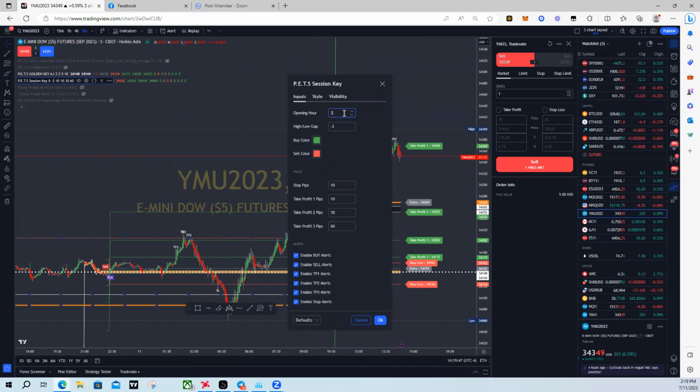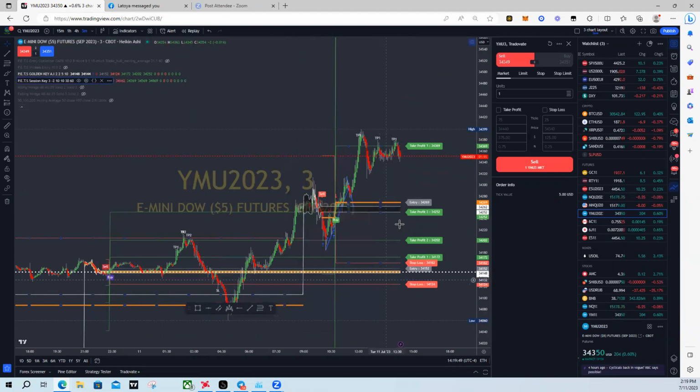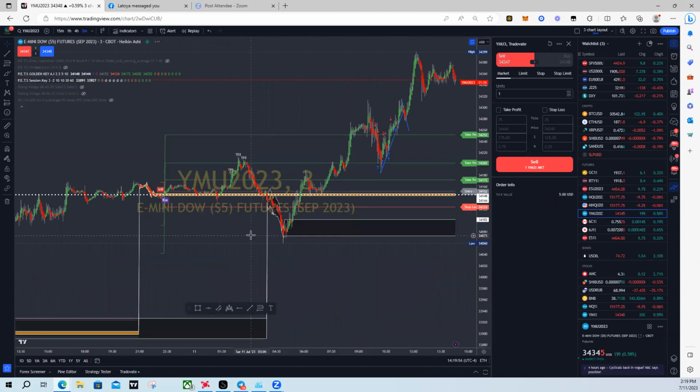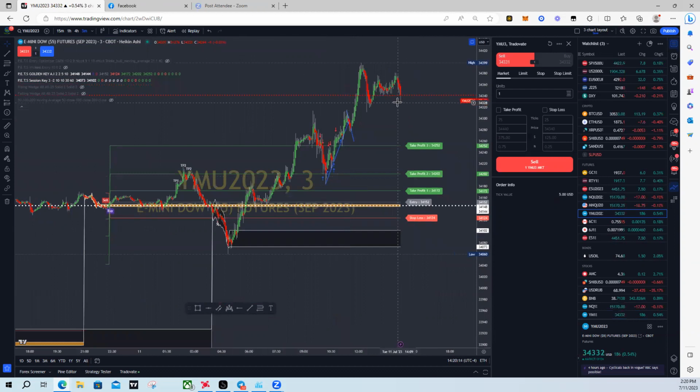So notice when I put 3, it's going to go to the London session. Notice it came, look at that beautiful buy. Lord, have mercy. Look at that beautiful buy from the London session, off of the session key. A beautiful buy. Around 3 a.m., around 4 or 5 a.m., I mean, took off, got your bounce from the golden key, and it took off.